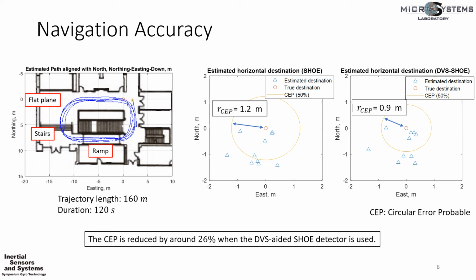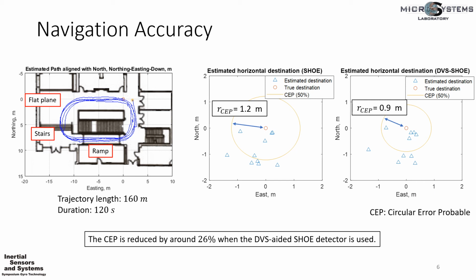In each trial in the series of experiments, we estimated the destination with the ZAP-80 INS using both the shoe detector and the DVS shoe detector. The final locations are presented in the 2 plots on the right-hand side. We use the circular error probable, or CEP, to evaluate the navigation error. The CEP is defined as the circle that encloses at least 50% of the data. In this series of experiments, the radius of the CEP is 1.2 meters when the shoe detector was used, and 0.9 meters when the DVS shoe detector was used.